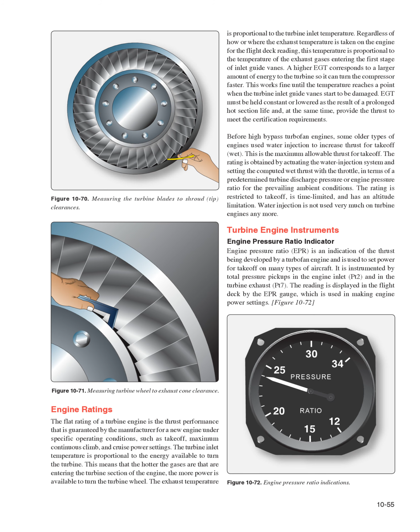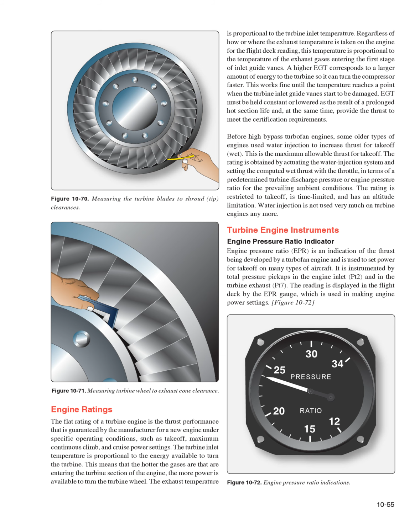Before high bypass turbofan engines, some older types of engines used water injection to increase thrust for takeoff, wet. This is the maximum allowable thrust for takeoff. The rating is obtained by actuating the water injection system and setting the computed wet thrust with the throttle, in terms of a predetermined turbine discharge pressure or engine pressure ratio for the prevailing ambient conditions. The rating is restricted to takeoff, is time limited, and has an altitude limitation. Water injection is not used very much on turbine engines anymore.